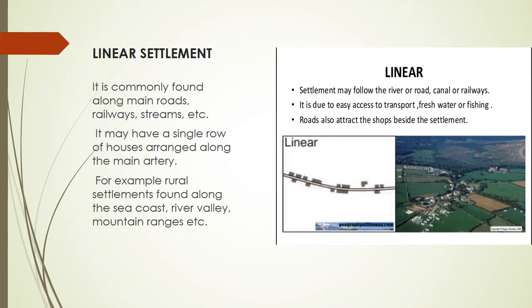It is commonly found along main roads, railway streams, etc. It may have a single row of houses arranged along the main artery. So along the main artery of the road, there are so many houses located in the linear settlement in a straight line. For example, rural settlement found along the sea coast, river valley, mountain ranges, etc.